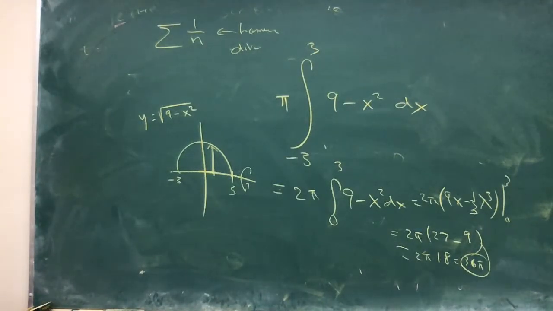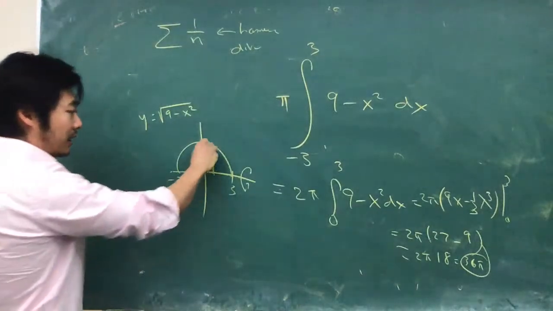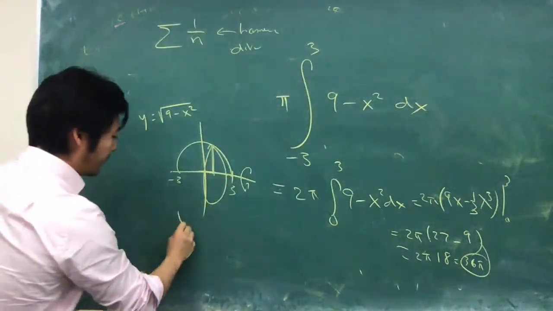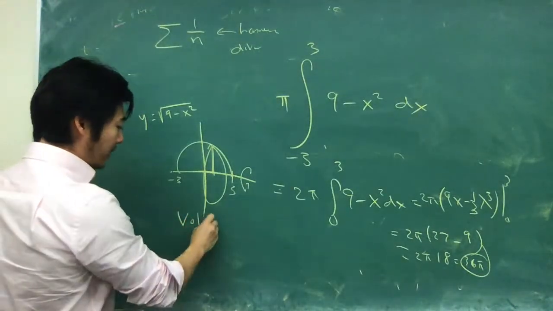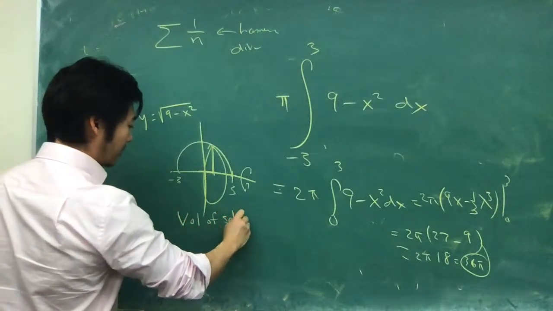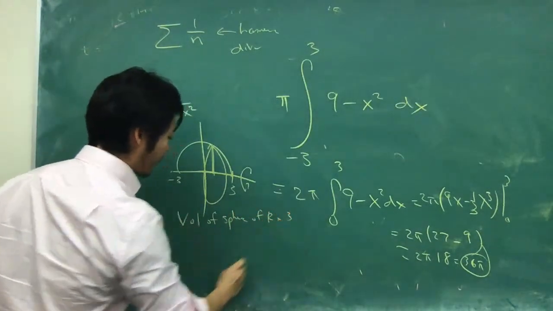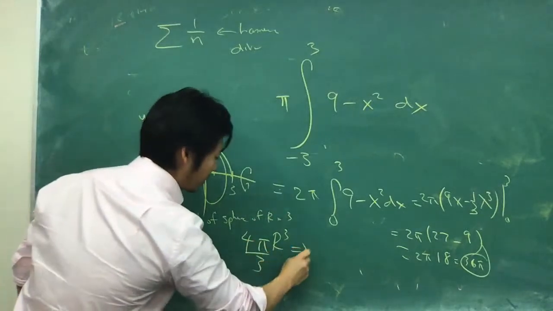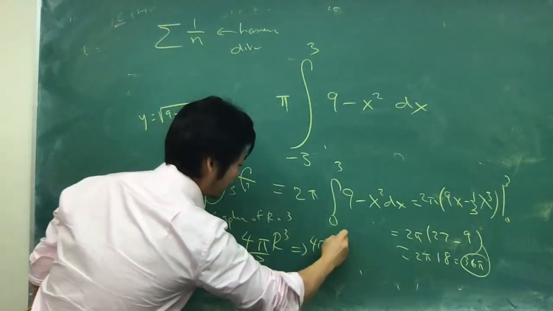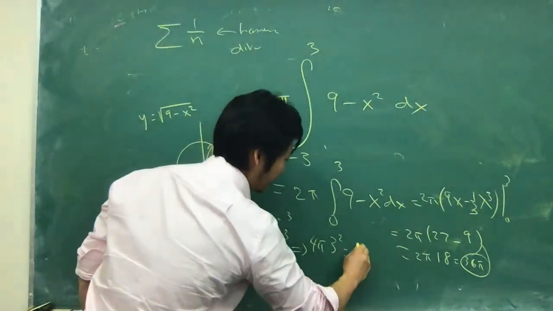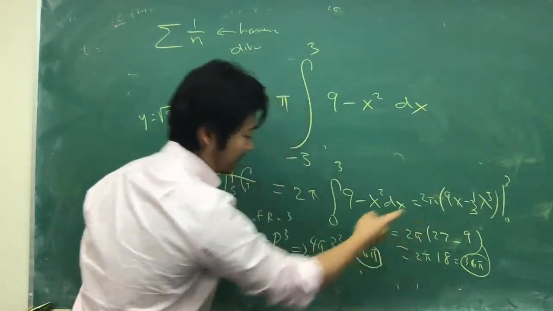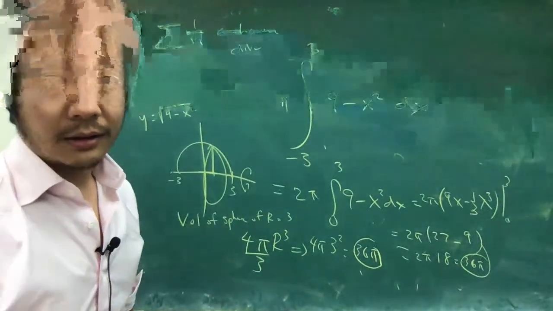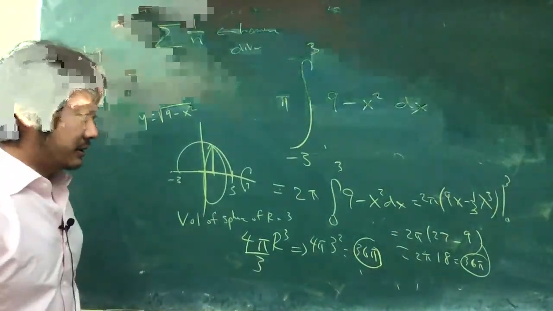In fact, if you think about it, the whole thing is a circle, and it's rotated like this. So it's actually the volume of a sphere of radius 3. Volume of a sphere is 4 pi r cubed over 3. If you plug in 3, you get 4 pi times 3 squared. So 4 times 9 is 36 pi, which is the same thing as over there. So any questions on this?